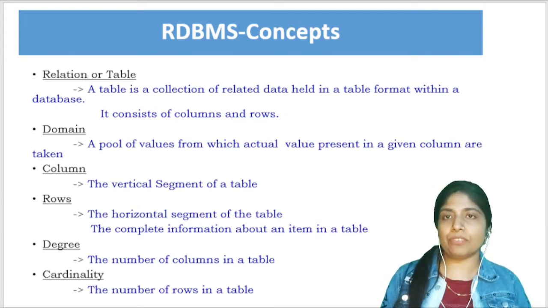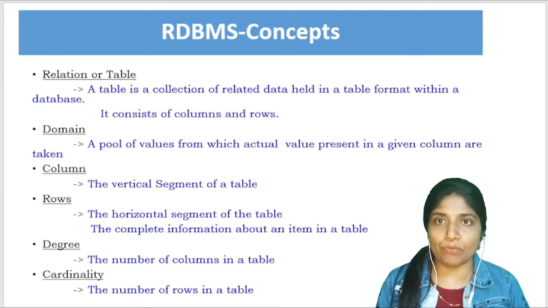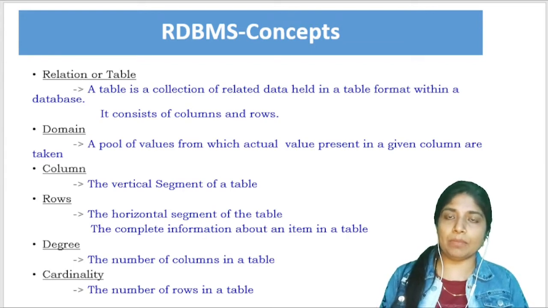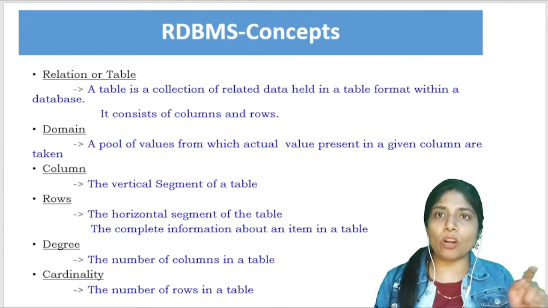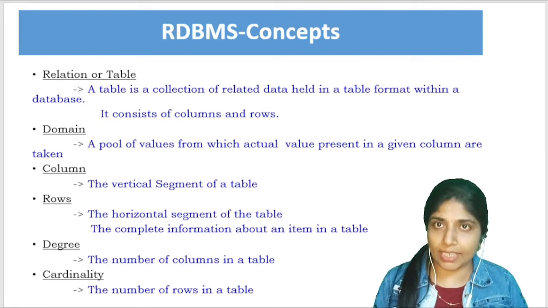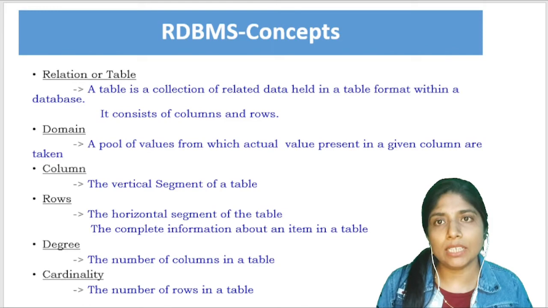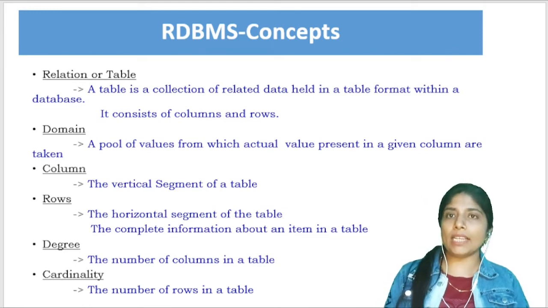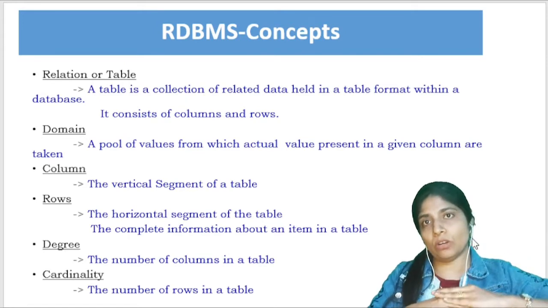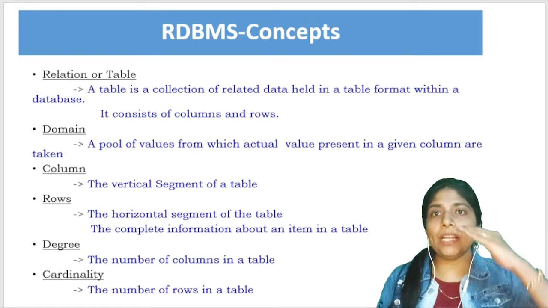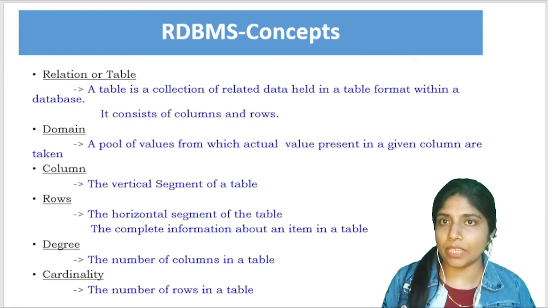Now, degree of the table. This is one of the important questions. What is the degree of a table? Degree of a table means how many columns are there in the table. The number of columns in the table is called the degree. You count the number of columns in the table, and that is the degree of the given table. Now, cardinality. Cardinality is the number of rows of the table. How many rows are there in the table? That is the cardinality of the table.